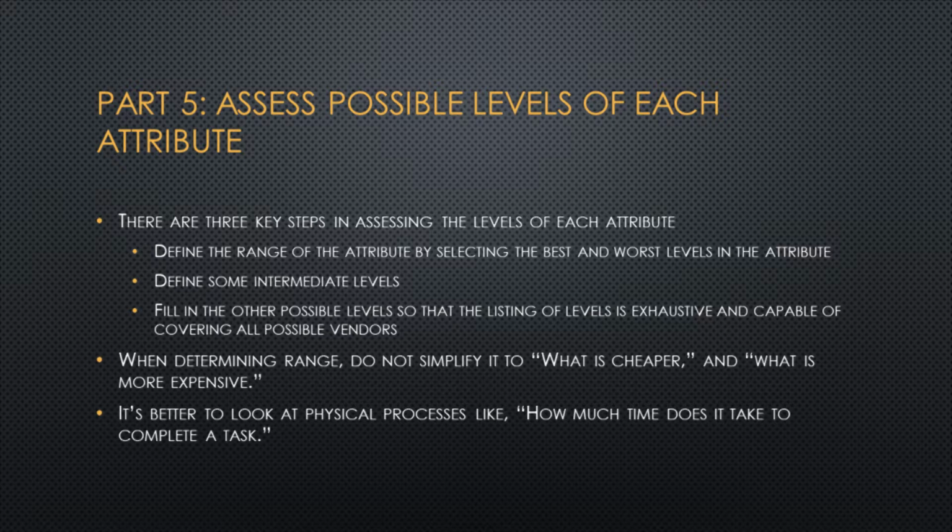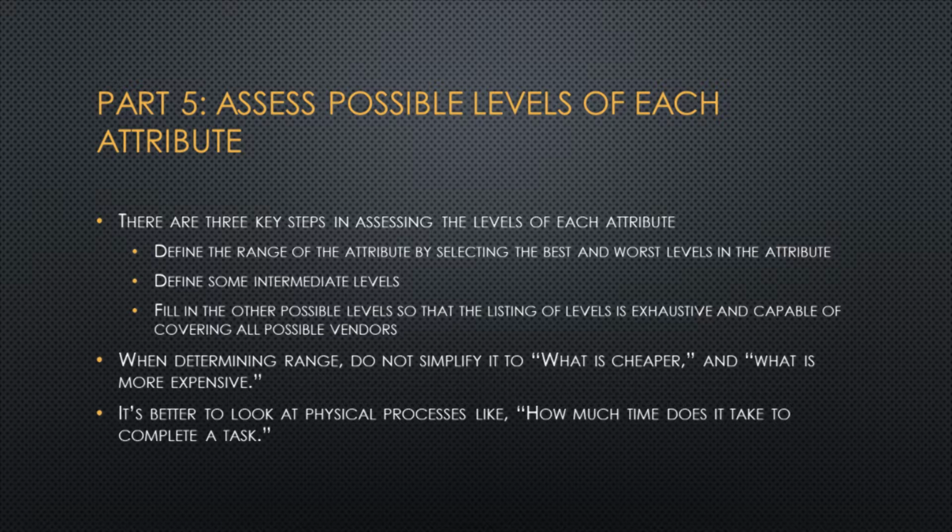Assess possible levels for each attribute. There are 3 key steps in assessing the levels of each attribute. You need to define the range of the attribute by selecting the best and worst levels, find some intermediate levels between the best and worst, and then fill out other possible levels so that the listing of levels is exhaustive and capable of covering all possible vendors.